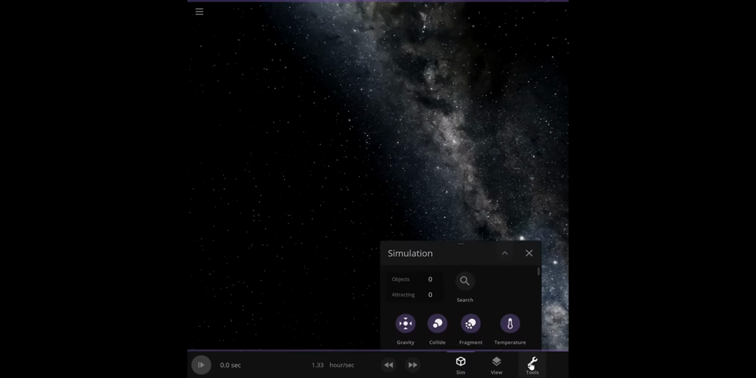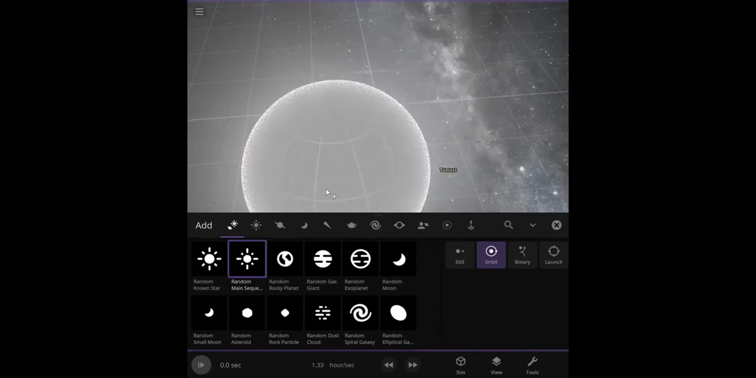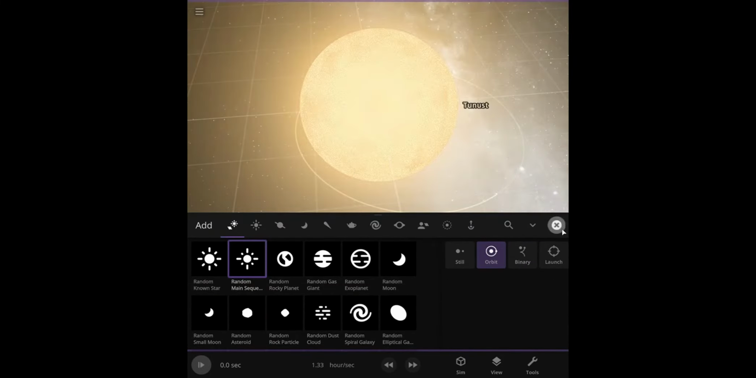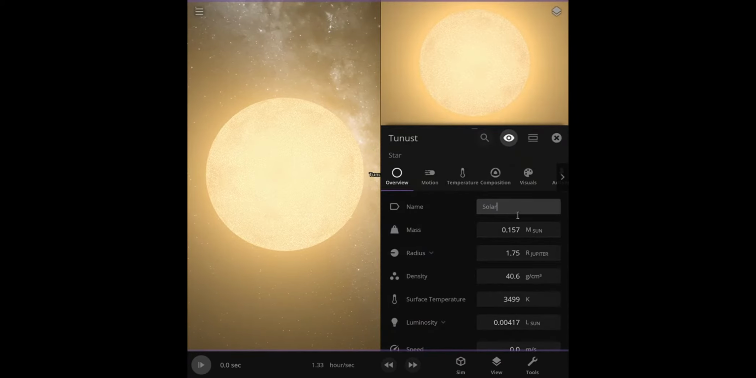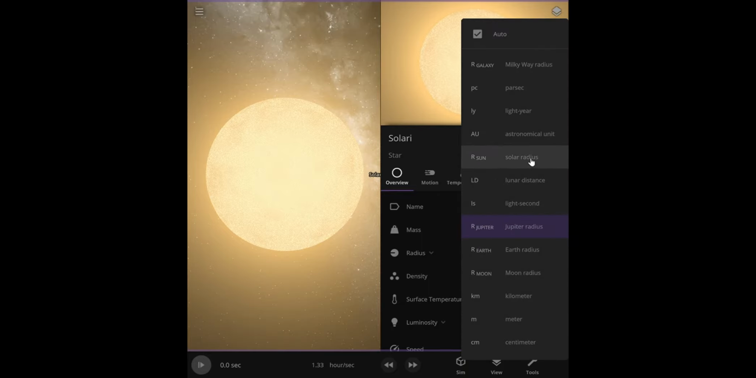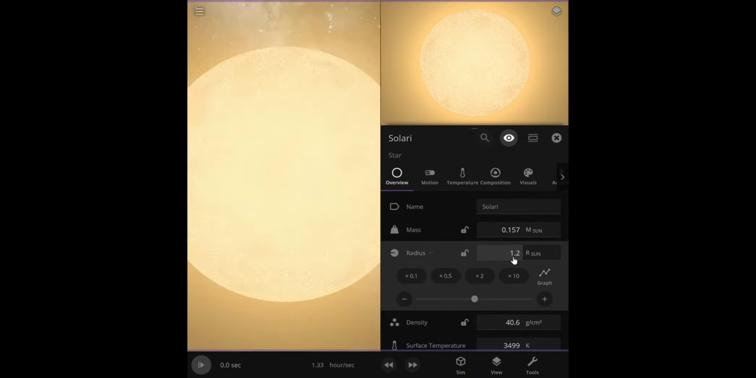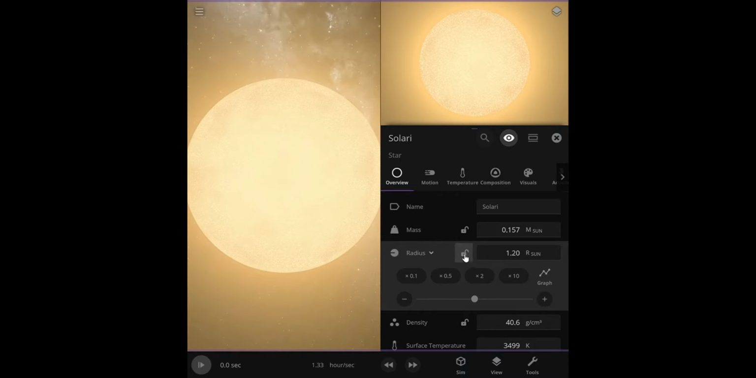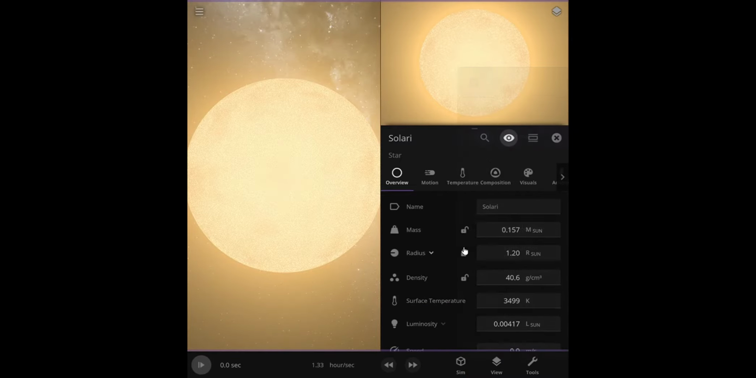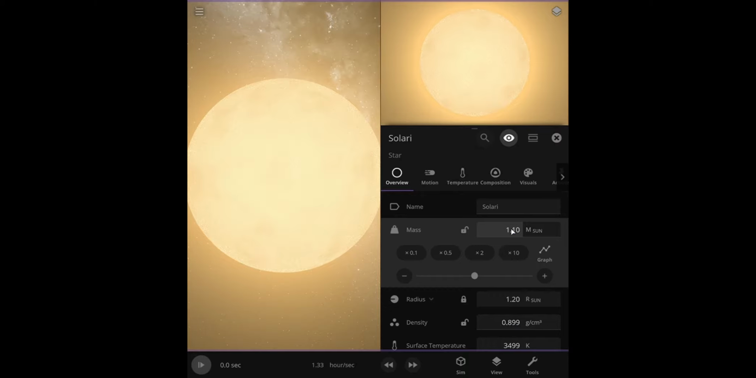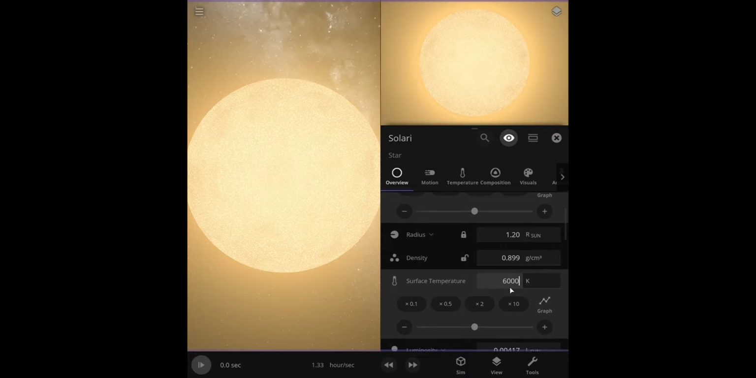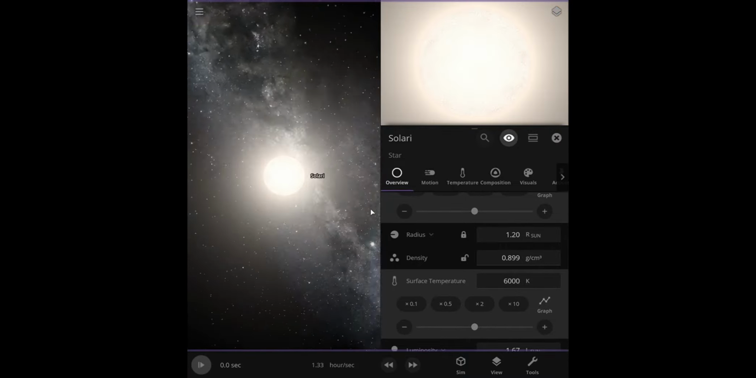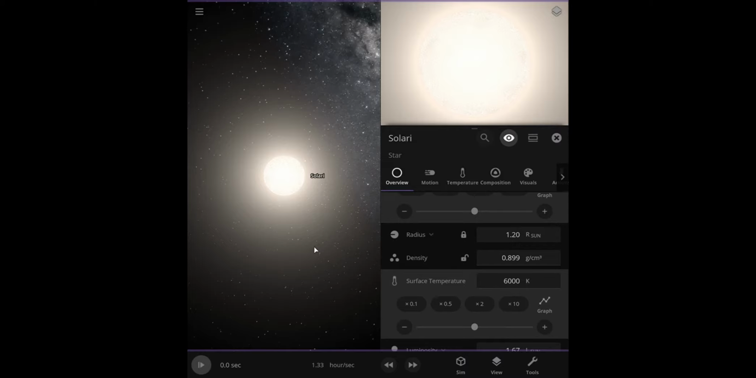Okay, so in the video, the main star was Solari, which is kind of like this. So let's just rename this to Solari. Here we go. And then it had a radius of 1.2 times that of the sun. Oh, that's big. Lock that. And it had a mass of 1.1 times that of the sun, and a temperature of 6,000 degrees Kelvin. So yeah, that's pretty cool. So that was the main star of the system. Now it's time to get on to the planets.